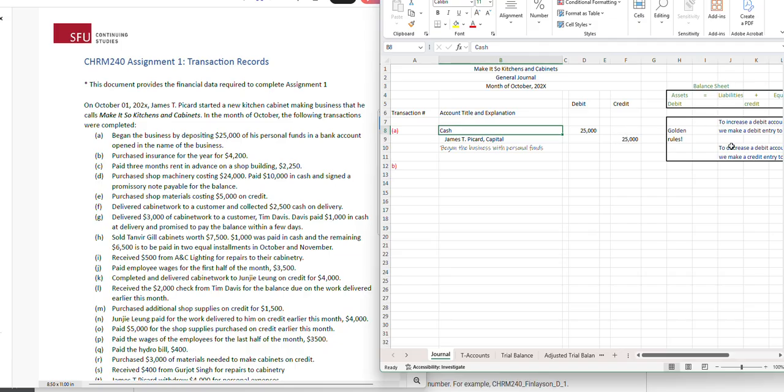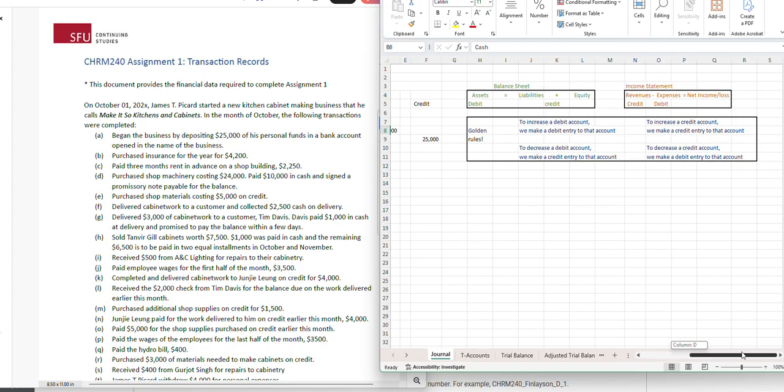You want to make sure you're familiar with the playbook. I went over that in office hours number one. So you can see here, cash for the debit. So we increased it because when the owner puts money into the company, the cash in the company goes up. And then the equity went up. So we increased that by doing a credit to it.